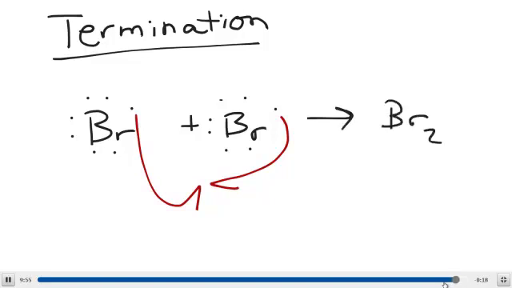That's one that works. You could have two RO radicals coming together to remake the peroxide. You could have two carbon radicals coming together to make some long carbon chain. It doesn't matter. These are going to be minor products in the solution, but this is how the radical reaction would finally be terminated.